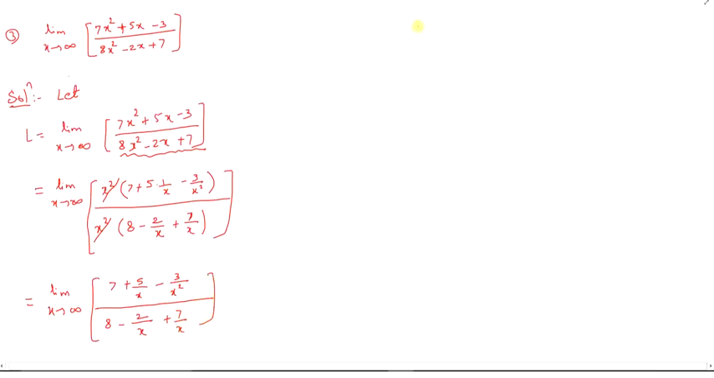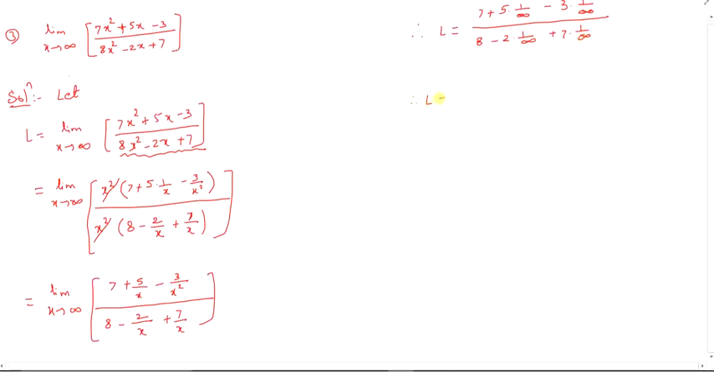Now taking directly the limit of the function, we get L is equal to limit. If you are going to take a limit, then there is no need to write it again. So 7, 5 into 1 by infinity minus 3 into 1 by infinity. There is no need to write infinity square, because infinity square is again infinity, infinity cube is again infinity only. 8 minus 2 into 1 by infinity plus 7 into 1 by infinity.